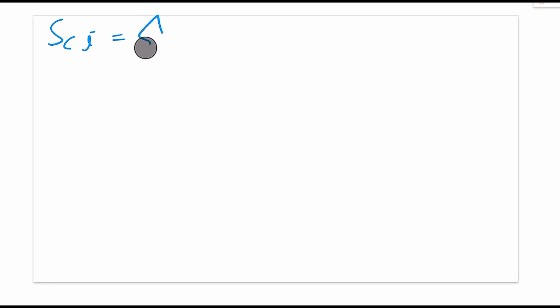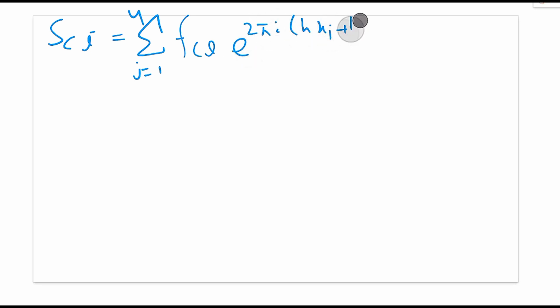That is equals to summation j equals 1 to 4. Okay, because in chlorine we also have 4 total atoms, so F_Cl here, and then we will have this exponential factor 2 pi iota (h x_j plus k y_j plus l z_j), and let's do it. Let's insert those values and see what we are going to get. So S_Cl is equals to F_Cl. We can take it outside because all of the atoms are chlorine, we know.